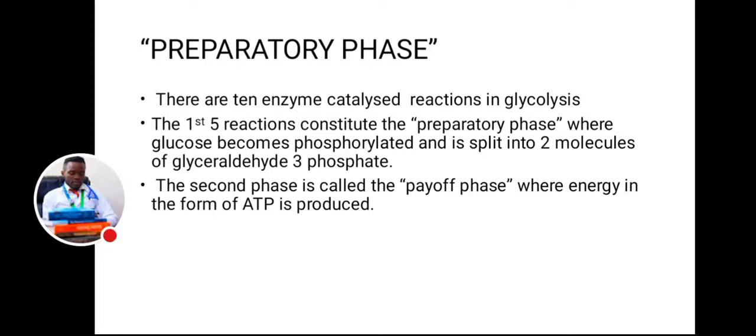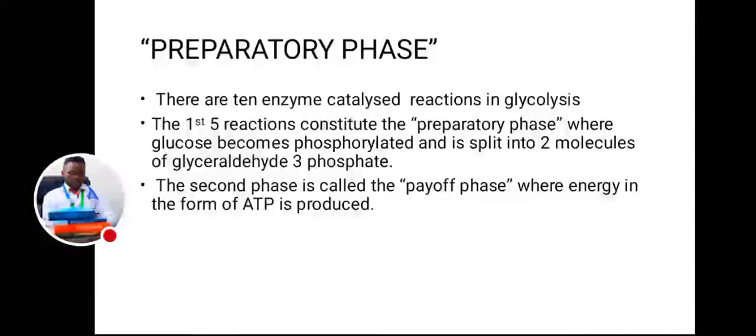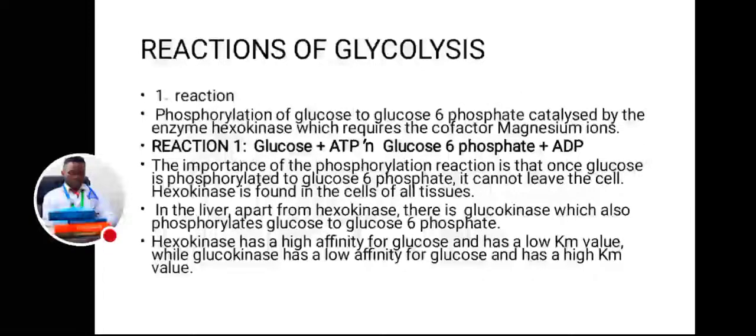These are the 10 enzymes that catalyze reactions in glycolysis. The first 5 reactions constitute the preparatory phase, or rather the investment phase, where glucose becomes phosphorylated and is split into 2 molecules of glyceraldehyde 3-phosphate. And the second phase is called the payoff phase, where energy in the form of ATP is produced. So this is the major, cardinal, important info that you need to grasp as we make progress to the next section.